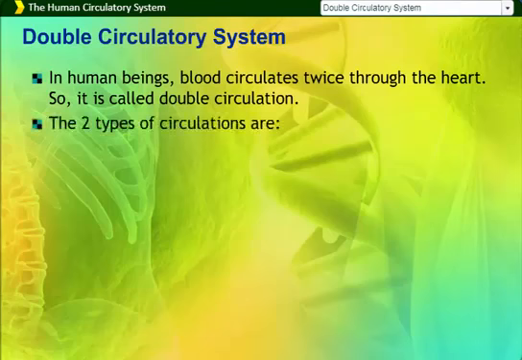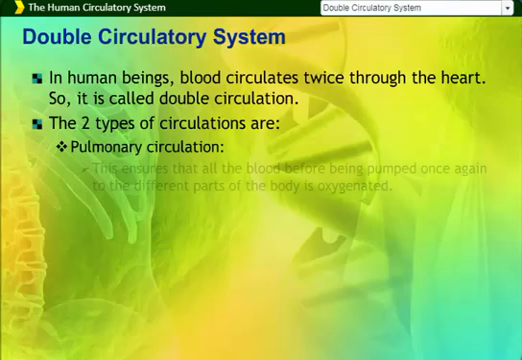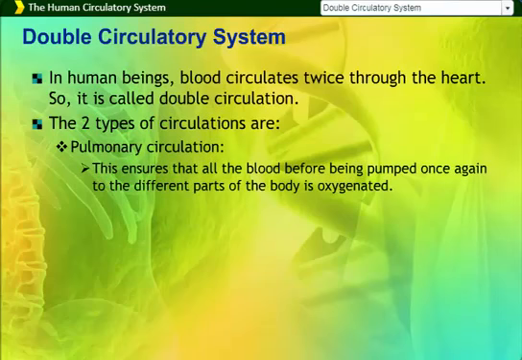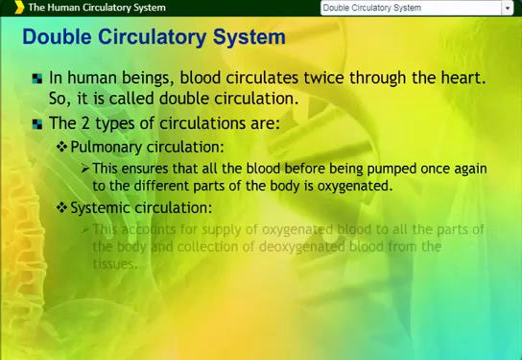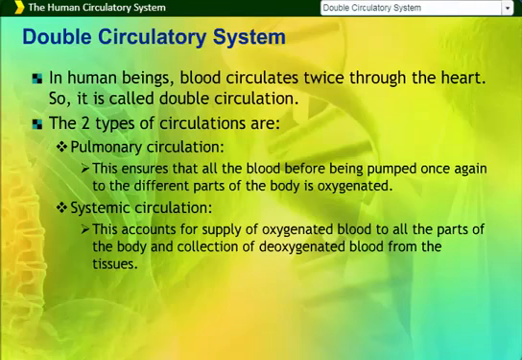The two types of circulations are pulmonary circulation. This ensures that all the blood before being pumped once again to the different parts of the body is oxygenated. And systemic circulation. This accounts for supply of oxygenated blood to all the parts of the body and collection of deoxygenated blood from the tissues.